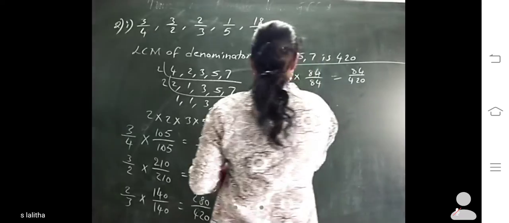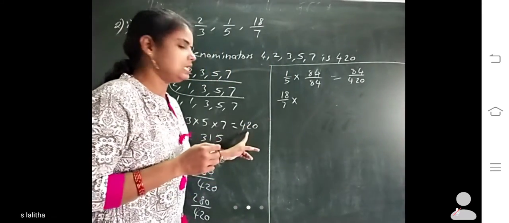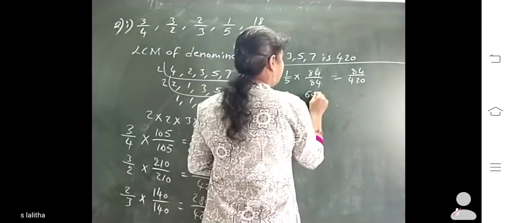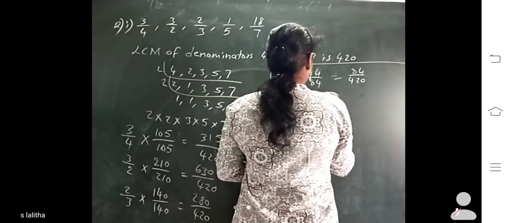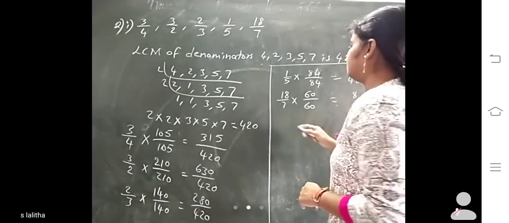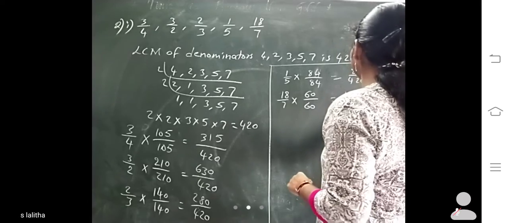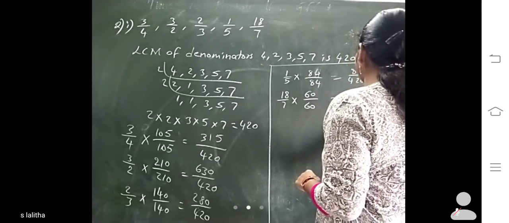Next one is 18 by 7. How many times is 7 in 420? 60 times. 18 into 60, how much? 6 8s are 48, 4 is remaining, 6 1s are 6, plus 4, 10. So 1080 by 420.